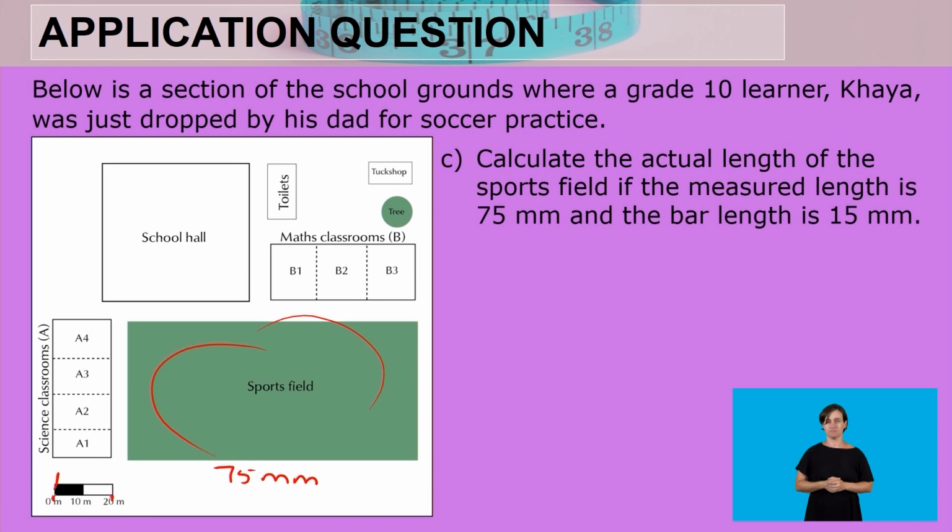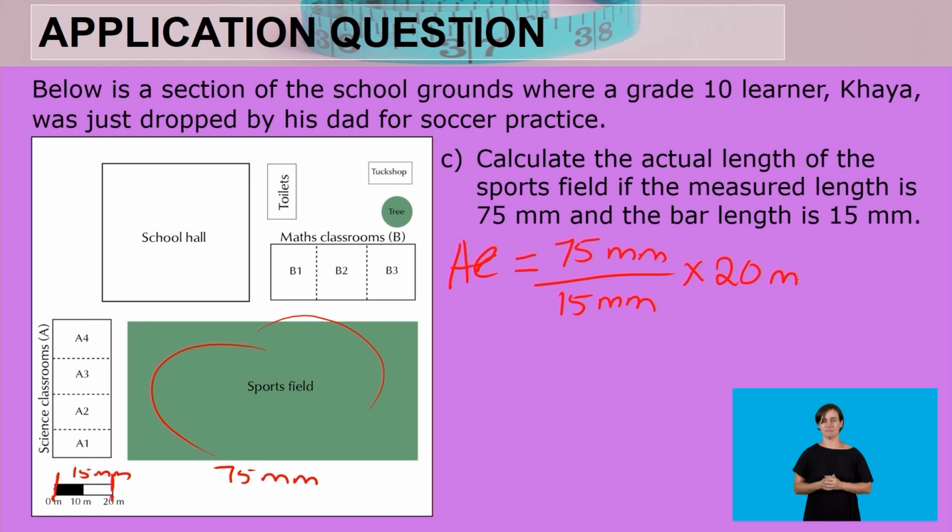The moment they give you the bar length and they don't tell you what the scale factor is, it means they've actually measured the entire bar. That's how we assume it: when they say just 15 millimeters, it means they've measured the entire bar. So the scale factor is 20 meters. We are calculating the actual length. So we'll say actual length is equal to the map length, which is 75 millimeters, divided by the bar length in the same units, which is 15 millimeters, multiplied by 20 meters.